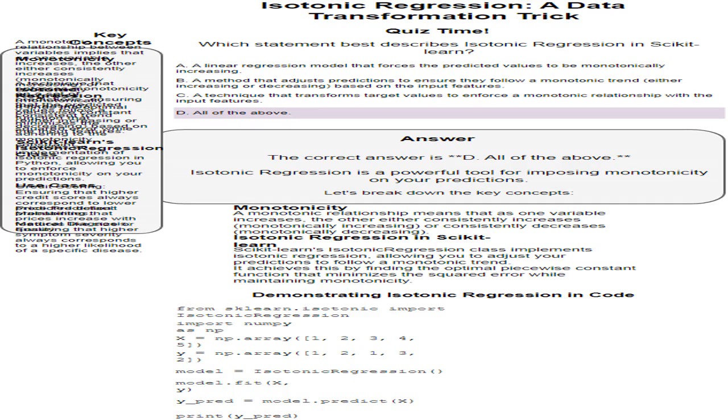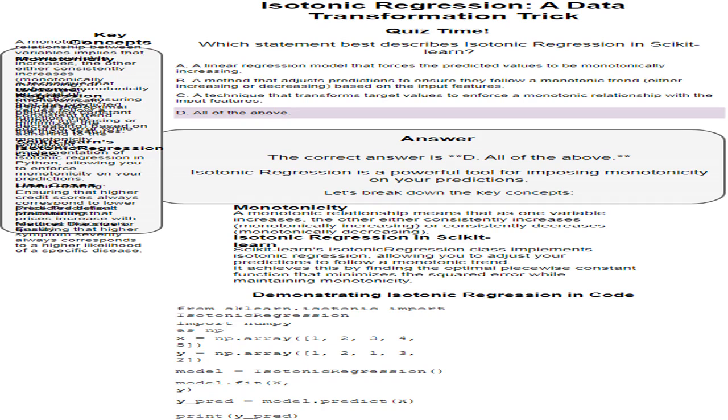Incorrect. While isotonic regression involves enforcing monotonicity, it's not strictly limited to linear models. It can work with various types of models, including nonlinear ones. It aims to adjust the predictions to follow a monotonic trend, not force a specific type of model like linear regression.